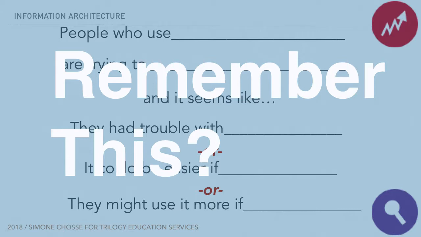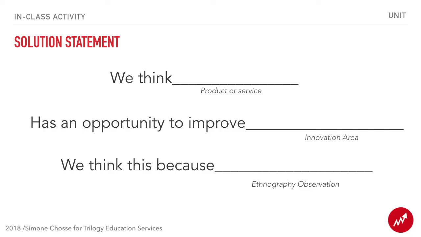I would also like to say, do you guys remember this? Our problem statement that we created: people who use blank are trying to do blank, and it seems like blank, they were having trouble with, or it would be better if, or they might use it more if. So in our solution statement, once we've reorganized our findings into those product-based categories, we are going to then create what we call a solution statement for the business.